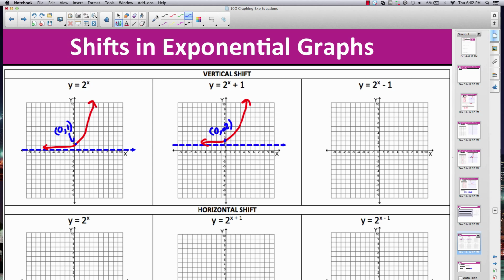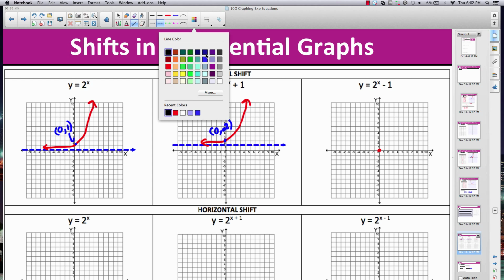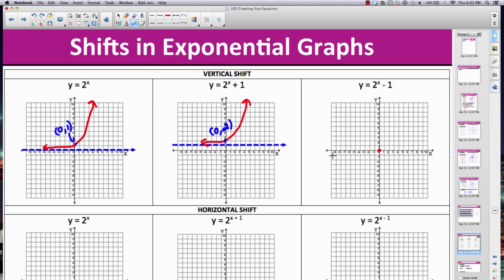Okay, and very similarly, if our point was at 0, 1, but now we shift everything down 1 unit, well now our new point is going to be at 0, 0, and the asymptote will now be down 1 unit, so it'll be at negative 1. So we can go ahead and draw that in. At negative 1, that is where our new asymptote is.